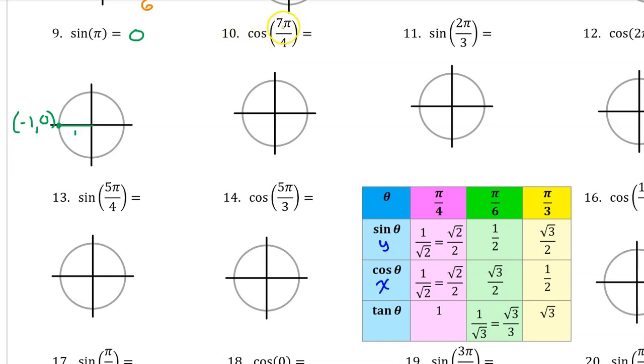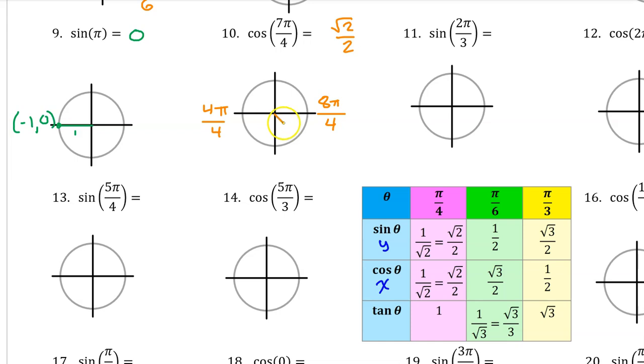Number 10, the cosine of 7 pi over 4 is the same as the cosine of pi over 4, which is radical 2 over 2, except that it might be negative depending on the quadrant. We know that pi is here. Since we have a denominator of 4, let's think of this as 4 pi over 4. 2 pi, which is over here, is 8 pi over 4. 7 pi over 4 is one multiple before 8 pi over 4.